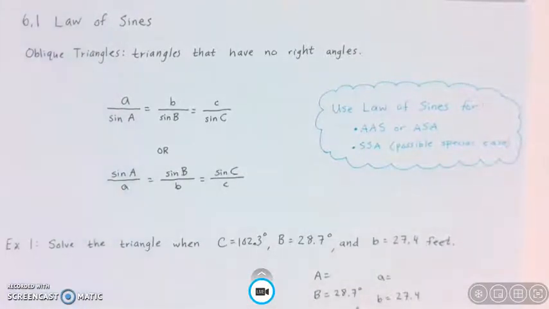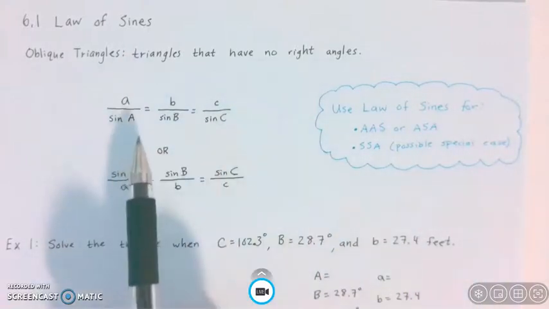Now that we're dealing with oblique triangles, we're not going to be able to use our basic trigonometry like SOHCAHTOA, and we're also not going to be able to use the Pythagorean theorem anymore. So what we're going to be doing is solving for triangles. We're going to be figuring out all three sides and all three angles of a triangle, but those triangles are going to be oblique. So today we're going to be using law of sines. Later on, we'll also be using law of cosines. So let's take a look at the formulas for law of sines.